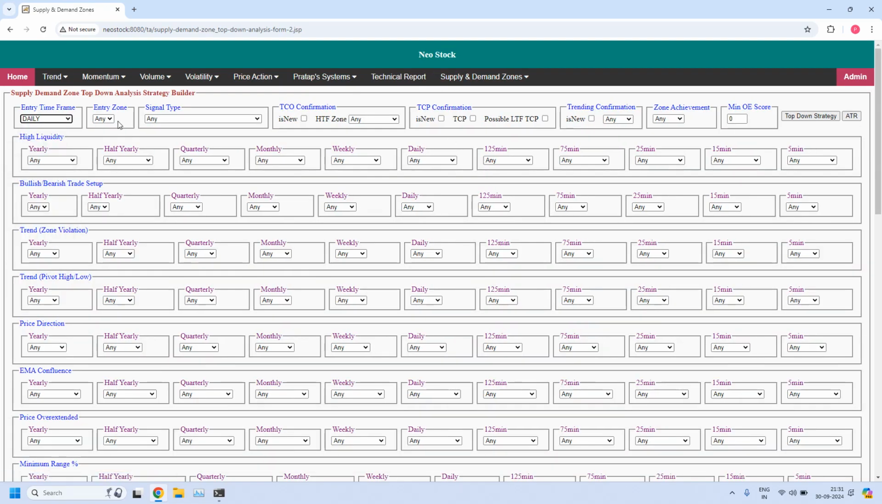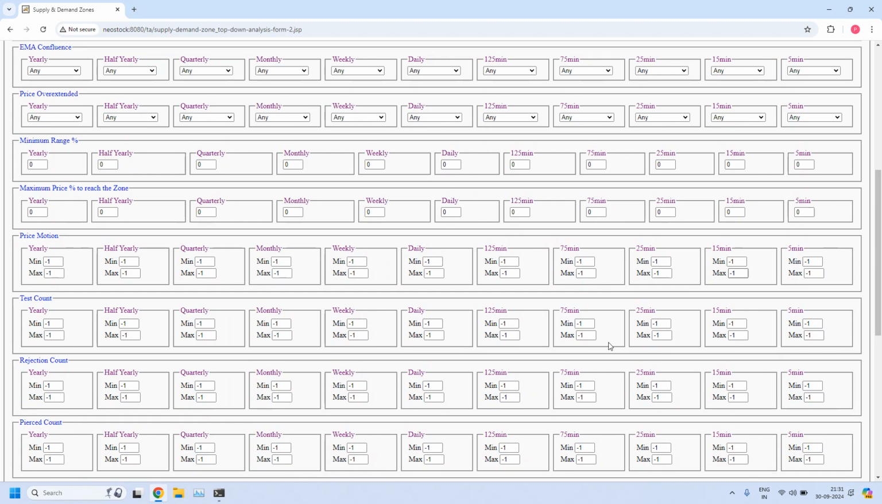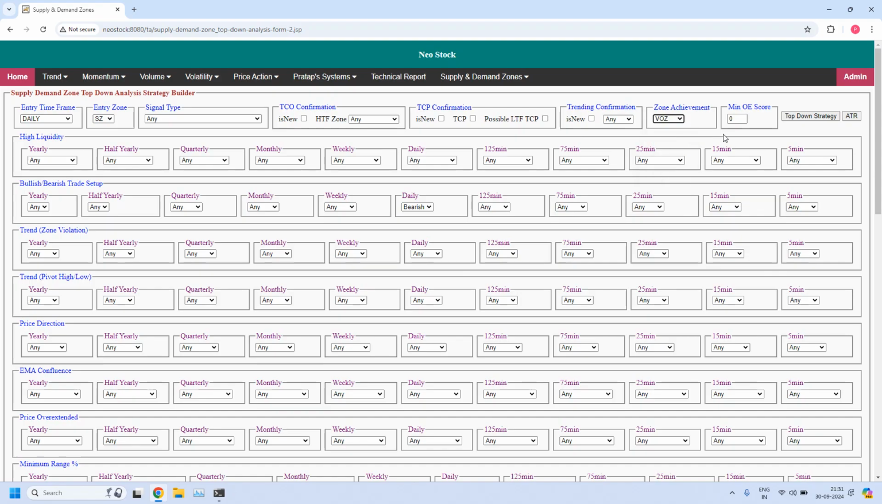Entry time frame is daily. Entry zone should be supply zone. In bullish or bearish trade setup at daily, I am selecting bearish. And the daily supply zone should not be pierced. So in the pierced count, at a daily time frame, I am setting minimum value 0, maximum value 0. Zone achievement is violated opposing zone.